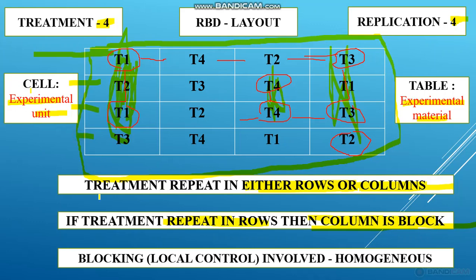So it is very important: if treatment repeats in rows, then column is blocked. If treatment repeats in column, then row is blocked. Here in this RBD, the blocking is involved. So here the block is row. This row is the block, so within block it is homogeneous in RBD.